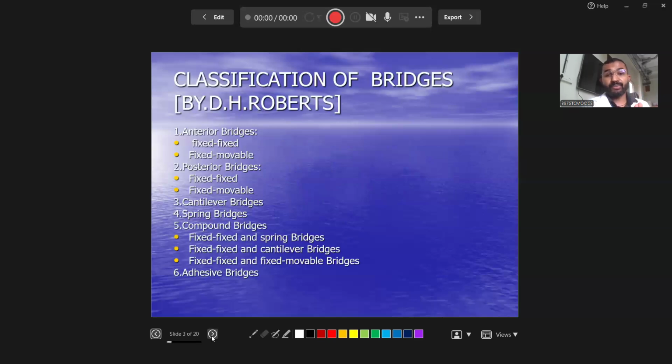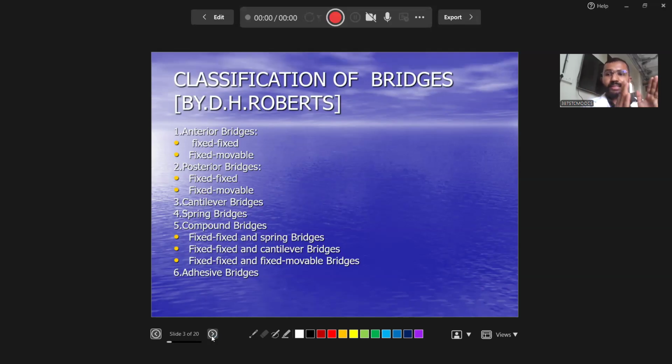According to the classification, there are three types of classification. The first one is by DH Roberts. He classified the bridges based on location. If the bridges are present in front of the canine, it's called anterior bridges. If the bridges are behind the canine, it's called posterior bridges. Anterior bridges can be divided into two types, that is fixed type or fixed mobile type. Posterior bridges, again the same thing, we can divide into two types, that is fixed type and fixed mobile type.